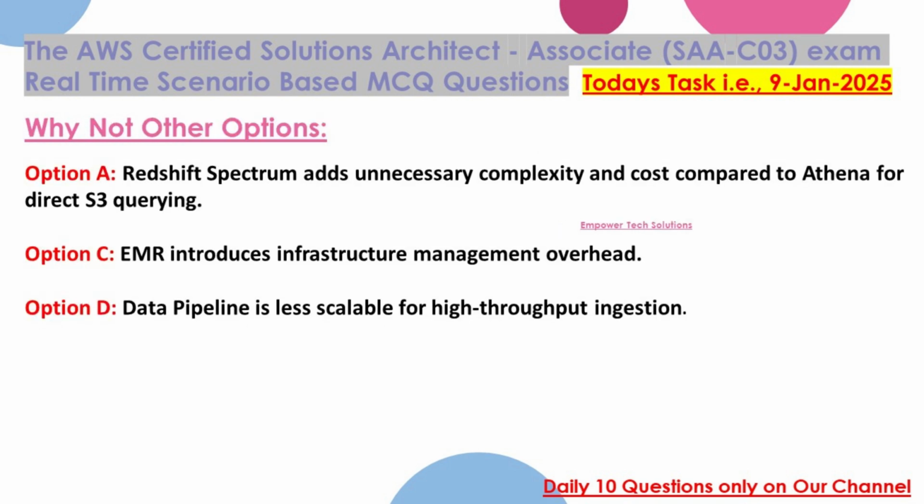Why not other options? Option A: Redshift Spectrum adds unnecessary complexity and cost compared to Athena for direct S3 querying. Option C: EMR introduces infrastructure management overhead. Option D: Data Pipeline is less scalable for high-throughput ingestion.